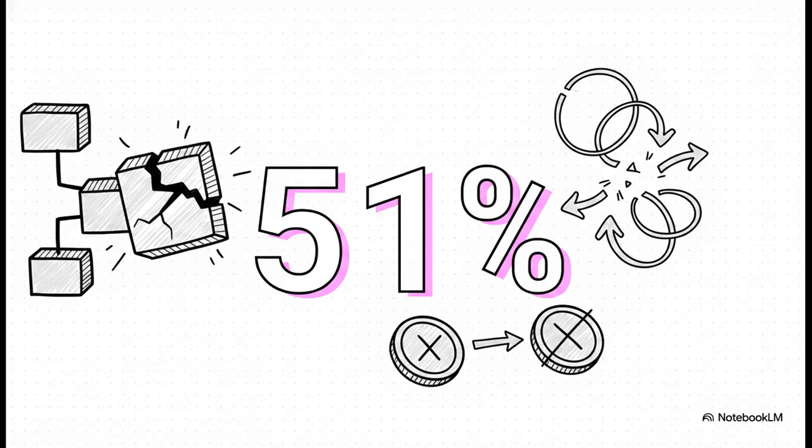One of the most critical structural risks is represented by this number, 51%. The 51% attack. This is a terrifying scenario where a single entity, or a group acting maliciously, gains control of more than half of a network's mining power. If they achieve that majority, the decentralized nature of the network just collapses. They could effectively rewrite the truth, manipulate block verification, and even double spend their coins.